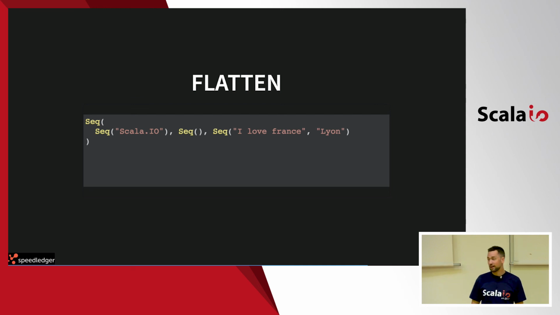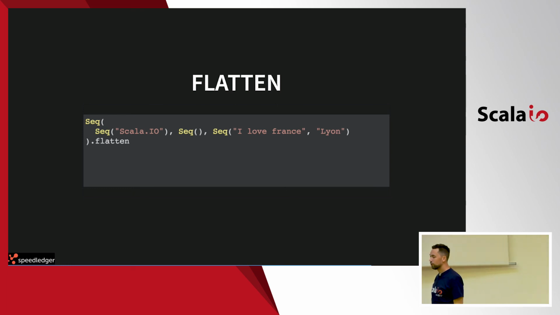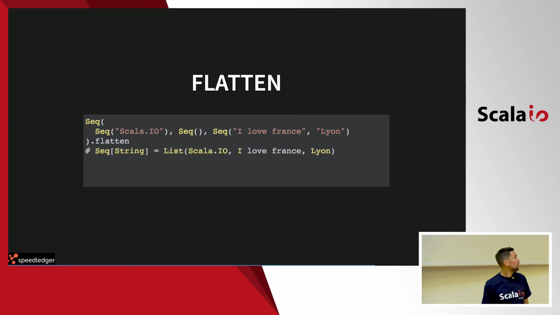So what you'll get back is scalaIO, I love France, Lyon. What about the middle sequence? Well, it's empty, and it's going to remove all the sequence and parentheses. So what we get back is just that. It removes all the values that we're not interested in a really nice and easy way.